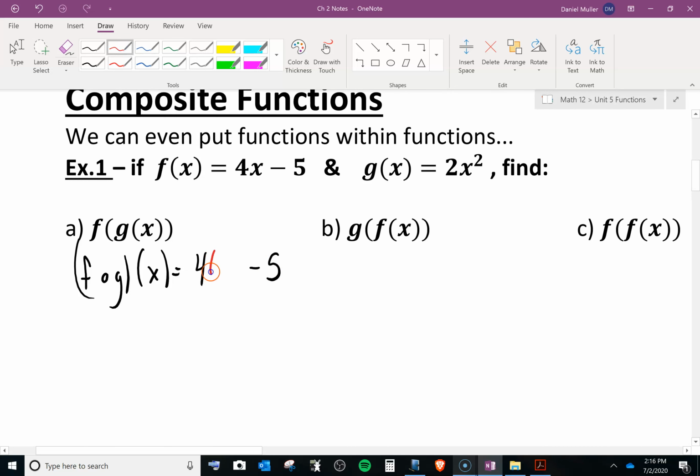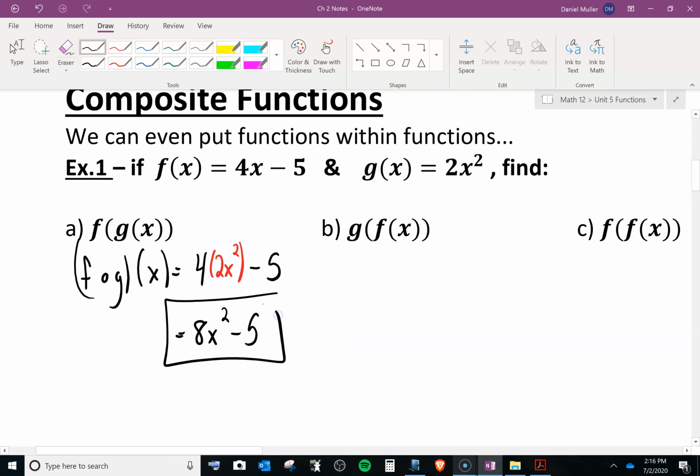Maybe we'll do that in a different color. So that is our input. And then you just have to simplify it. So 4 times 2 is 8. There's the x squared minus 5. So f of g of x is 8x squared minus 5. And then we can input whatever number it asks us for.